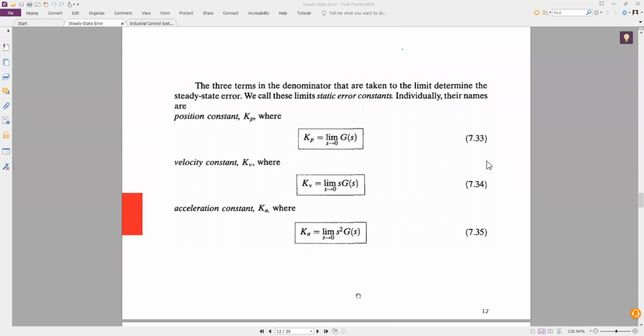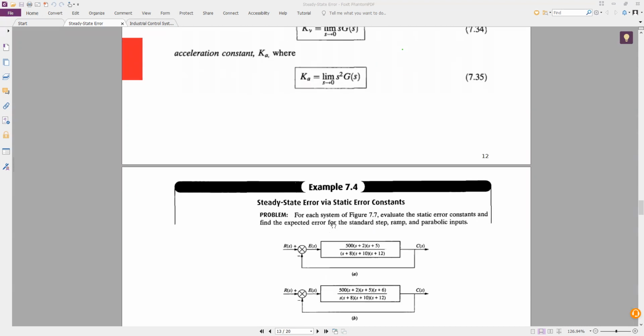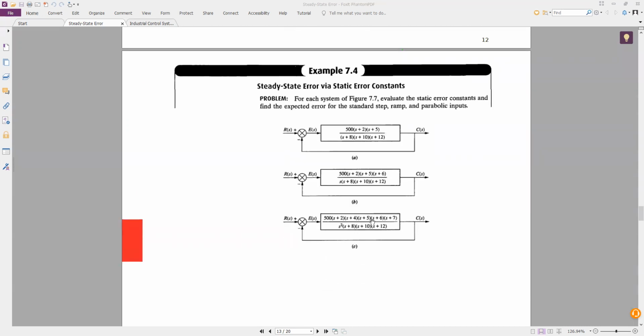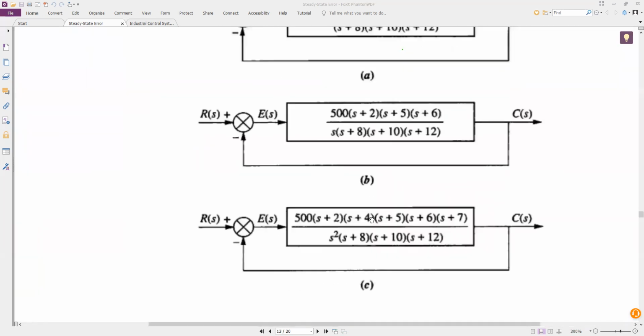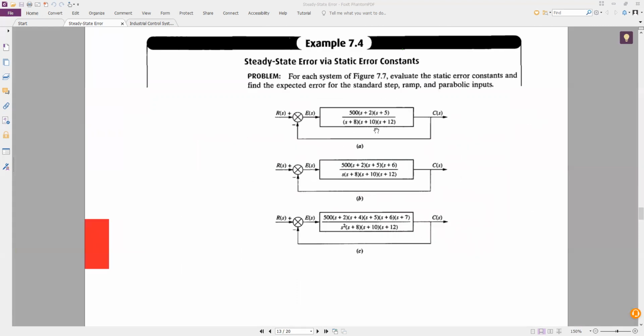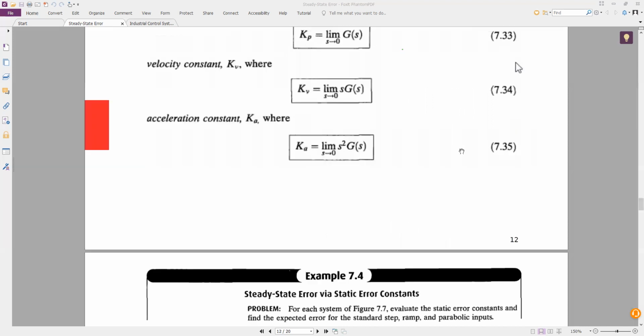See, three static error constants. These constants are known as static error constants. Okay, remember, we are considering these constants as the static error constants: Kp, Kv, Ka. Now the equations, no problem there. Three equations are there, and for each of them find out the static error constant.